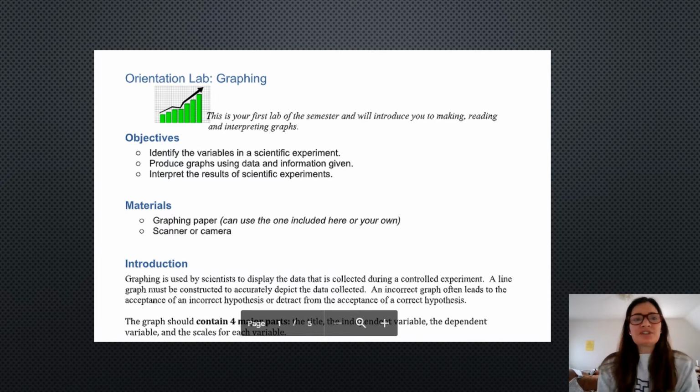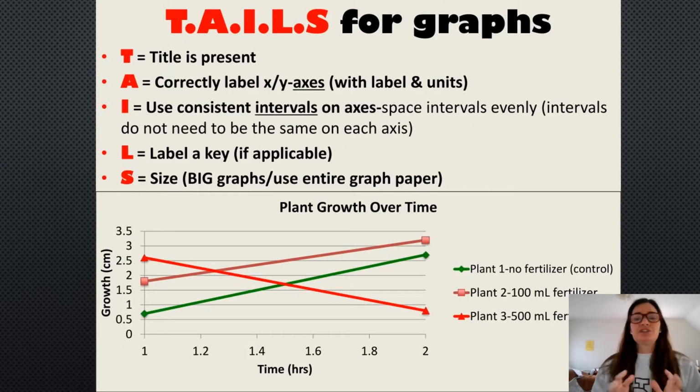There are just a couple of things that I'd like to draw to your attention, some tips and tricks on how to do this particular lab well. One of the things that's helpful is what we call TAILS. This makes sure that you get all the parts of your graph correct. T is for the title, and I'm going to skip that for now. We're going to come back to title.